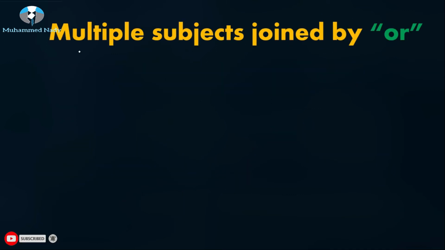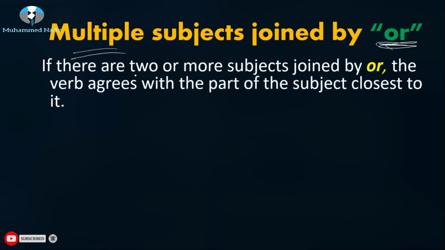Now, multiple subjects, more than one subject, but this time they are joined, they are connected with or. Let's see the rule for that. If there are two or more subjects joined by the word or, the verb agrees with the part of the subject which is the closest to it.